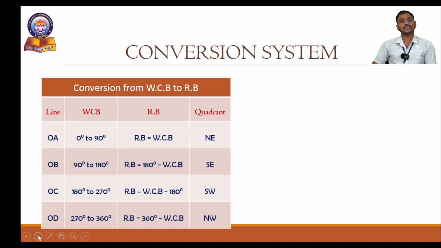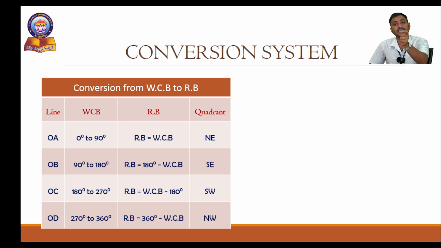Now let us see a small tabular column, which is the conversion from whole circle bearing to reduced bearing. This is the first column line. It contains the OA line, OB line, OC line, and OD line. OA is nothing but an object line. OB is an object line, and OC and OD are also object lines.